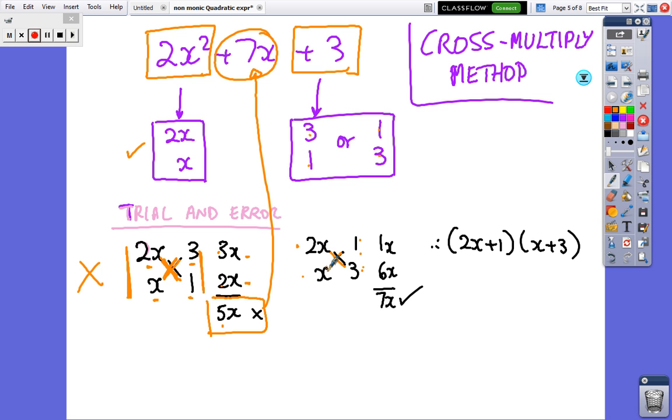We put the cross in the middle. We go 3x, so 2x times 3 is 6x. X times 1 is 1x. That adds up to 7x, which is what we wanted.